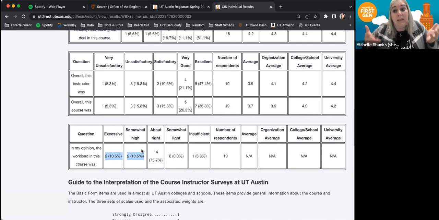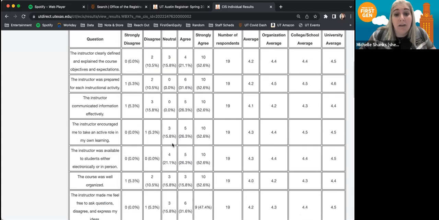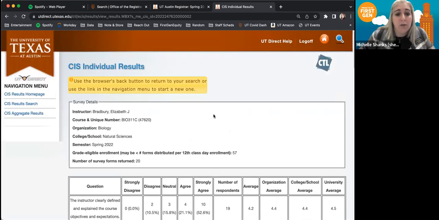So if I'm picking between these two professors and I'm trying to find out information about them, you can actually go through and pick based upon this data, which can be very helpful for you. And no shade to Elizabeth Bradbury or Hansen. It's just data that I'm going off of.